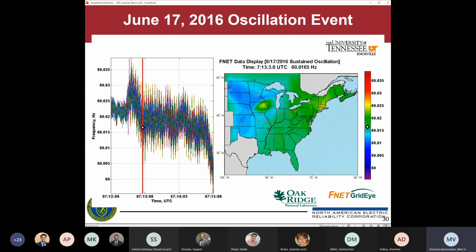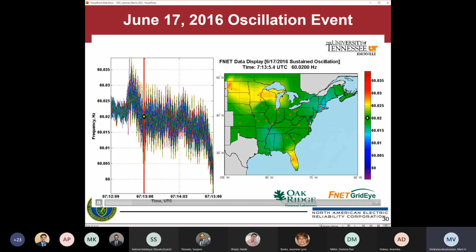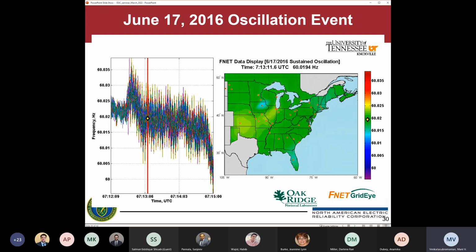So this was a major event. Fortunately, it didn't lead to divergence, so it was not catastrophic, leading to a blackout. But this was a case of sustained oscillations, and this lasted about 40 minutes. At the time, the operators didn't know where it was coming from or what was causing the oscillation. And since they were not clear, nobody took any action, which turned out to be a good thing at the time.